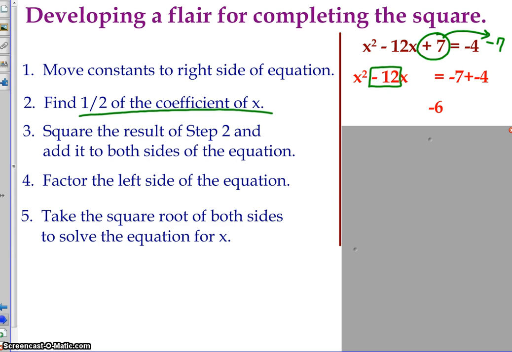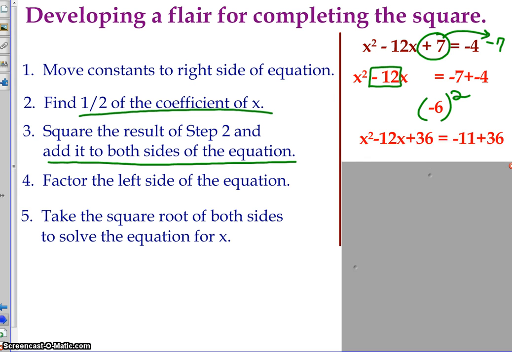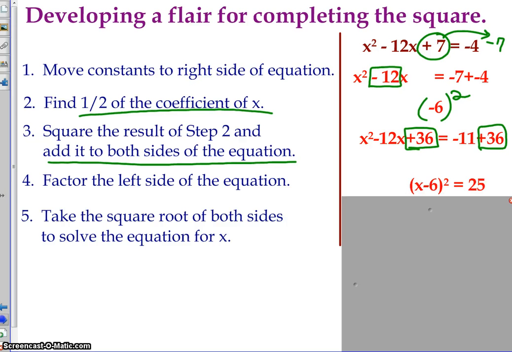Okay? You take this negative 6 and you square it. Negative 6 squared is 36. And then you're going to add that squared value to both sides. So you can see here what I did is I added 36 to the right side and to the left side. Well, on the right side, negative 11 plus 36 is 25.